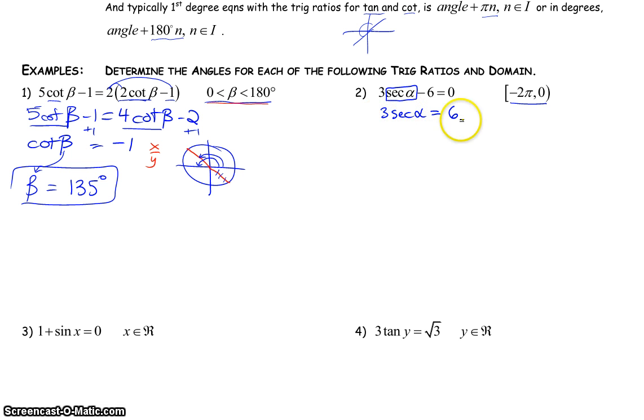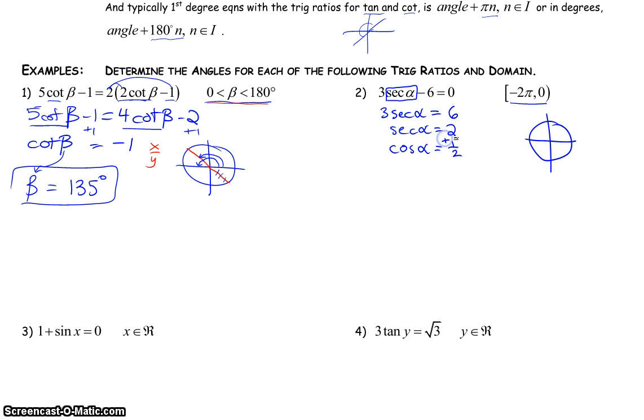Okay, so now divide by 3, and we'd be down to secant alpha equals 2. Now this is step 2 that I was talking about. If we have a secant function, we now want to reciprocal that and change it to cos. So I just flipped the left-hand side, so I'm going to flip or reciprocal the right-hand side. And there we go, off to the unit circle.